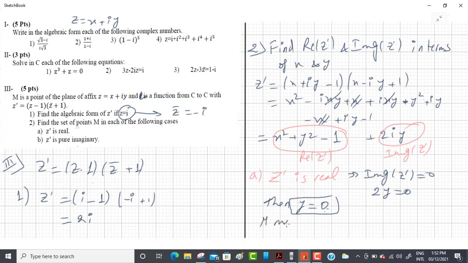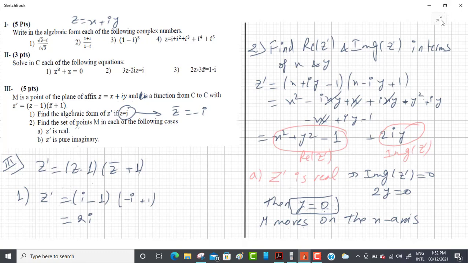So we can say M moves on the line d of equation y equal to 0, or we can say M moves on the x-axis. Why does M move on the x-axis? Because y is always 0, and y equal to 0 is the equation of the x-axis.